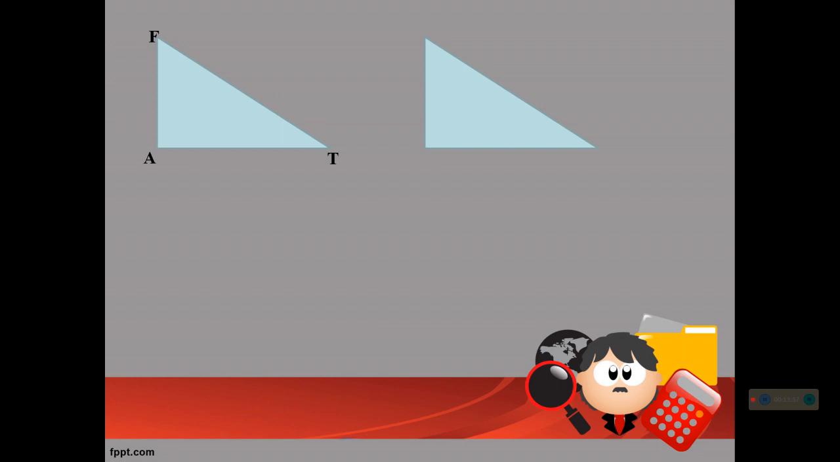Okay? So let us have again this slide or these 2 triangles. Okay? So let us have the vertices. Okay? So what do you think are the vertices of these 2 triangles? On the first triangle, we have, yes, the vertices FAT. And on the second triangle, we have the vertices BIG.